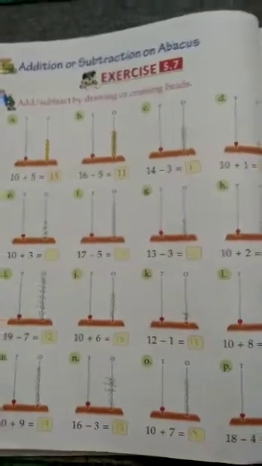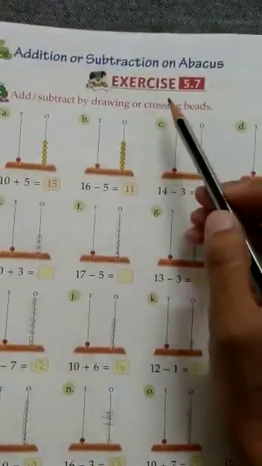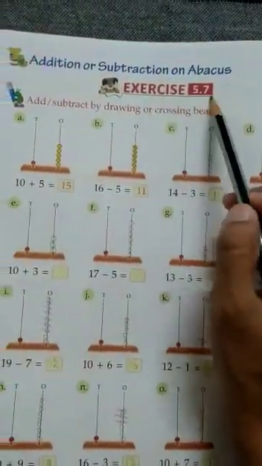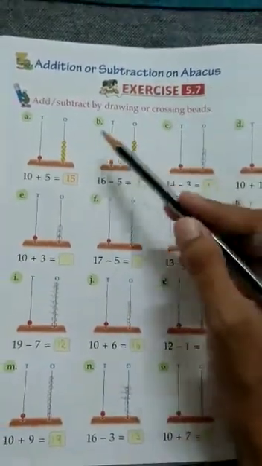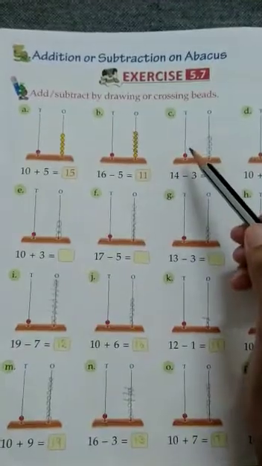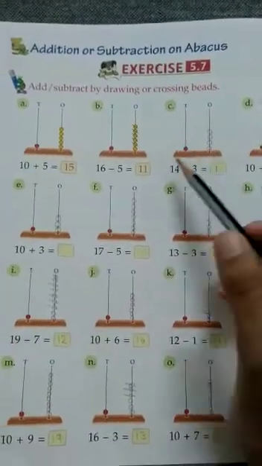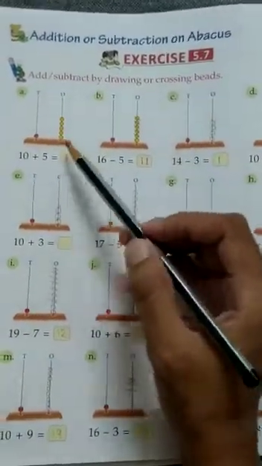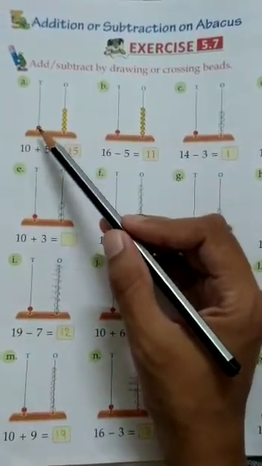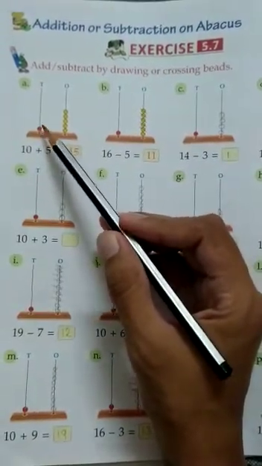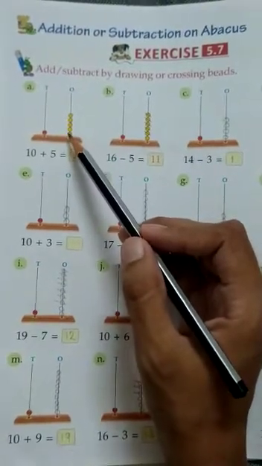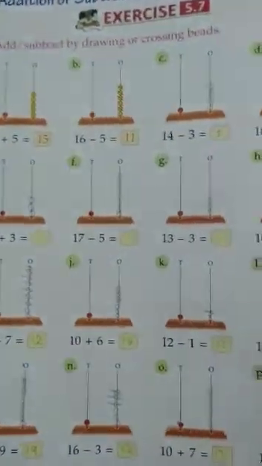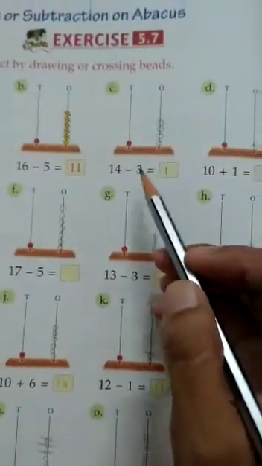Now students, open page number 74. We will do exercise 5.7. Addition or subtraction on abacus. We will use the abacus for addition as well as subtraction. So before starting, you must know that these beads represent a value of 10 and these represent a value of 1. Now let us do the first question.